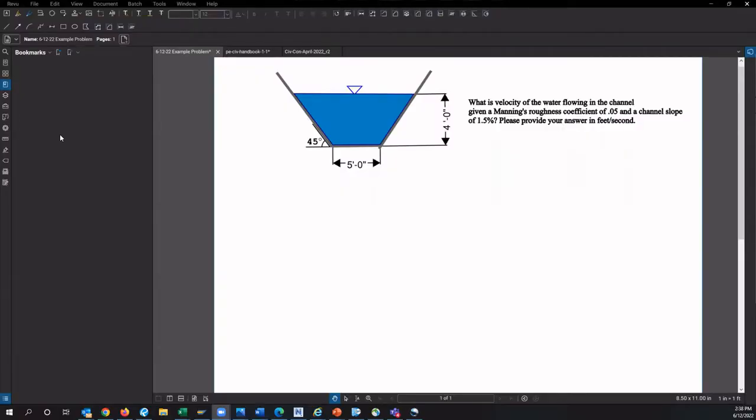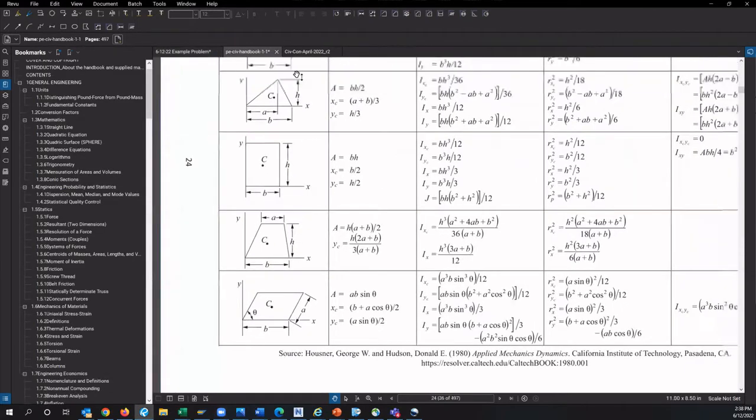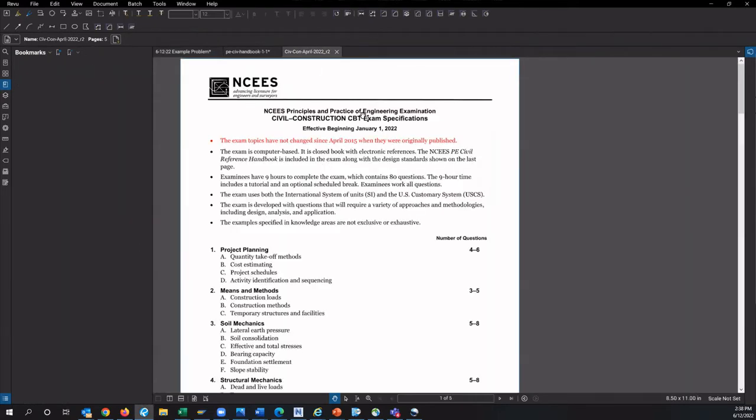This will be a classic hydraulics problem. The first thing I always like to do when I'm going over an FE or PE problem, and in this case we're talking about PE today, is look at the exam specification. This is all available on the NCEES website.